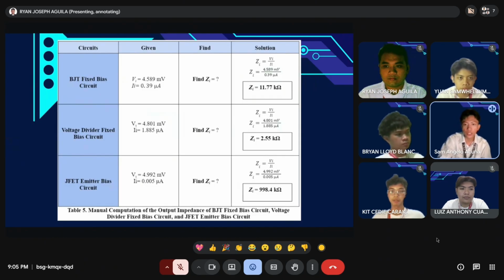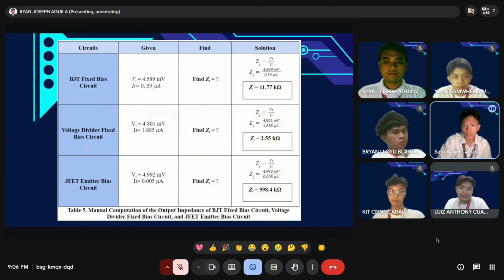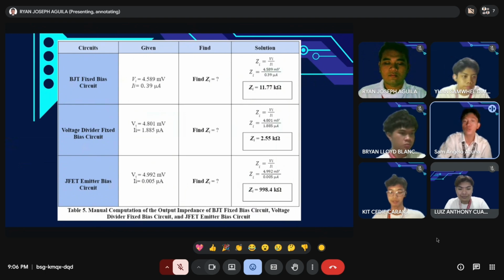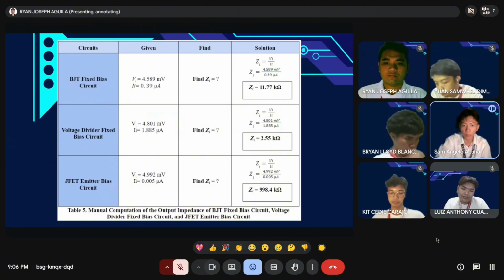In the voltage divider bias analysis, we introduce a more complex voltage network, where the emitter resistor R5 is completely bypassed by the capacitor. Now, for the data, we see a large voltage drop from 4.9895 millivolts down to 4.801 millivolts, which results in the highest input current of the three, which is 1.885 milliamperes. The comparison, next slide, please.